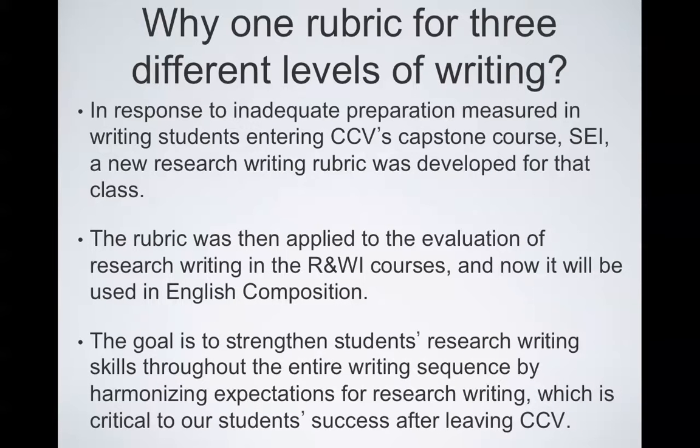Why should we use one rubric for 3 different levels of writing? In response to inadequate preparation measured in writing students entering CCV's capstone course, Seminar and Educational Inquiry, a new research writing rubric was developed for that class. The rubric was then applied to the evaluation of research writing in the R and WI courses, and now it will be used in English composition as well. The goal is to strengthen our students' research writing skills throughout the entire writing sequence by harmonizing expectations for research writing, which is critical to our students' success after leaving CCV.